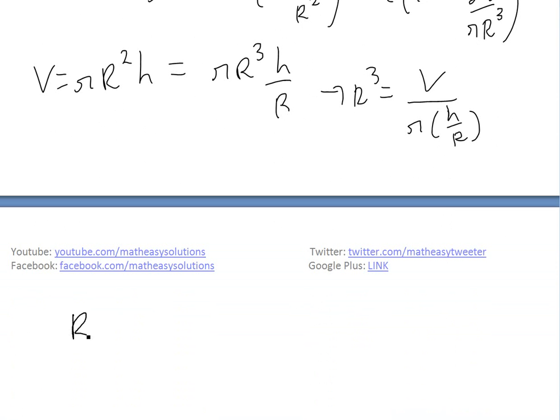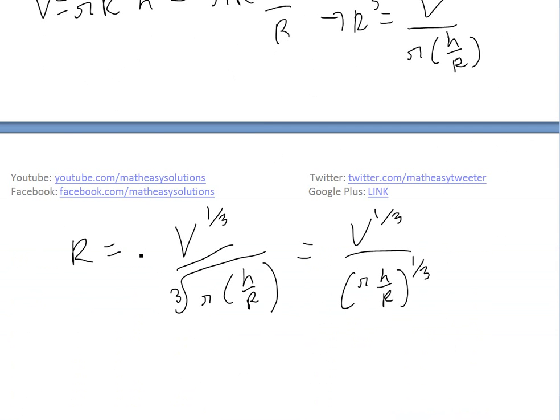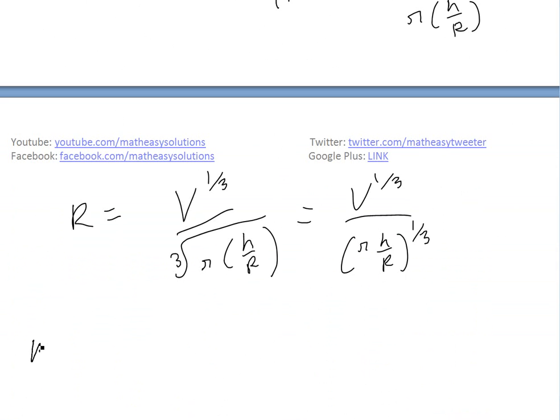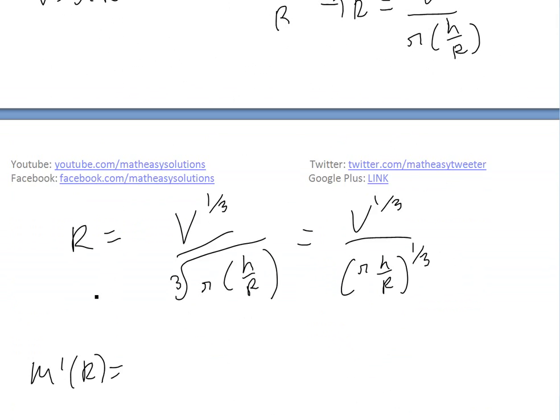And then r is just going to be equal to v to the power of 1 over 3 over pi h over r, to the power of 1 over 3. I like writing it like this, in terms of the powers. Now if we plug in this expression for r and r cubed inside this function, we're going to get the derivative of m with respect to r. Remember, we have to set this equal to 0, and we'll do that right now.